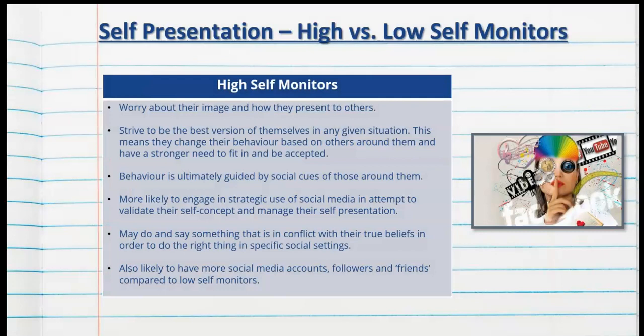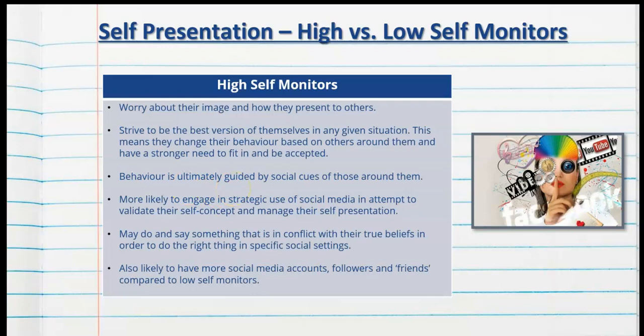So this is also linked to high versus low self-monitors. High self-monitors worry about their image and how they present themselves to others. They strive to be the best version of themselves in any given situation. This means that they may change their behavior based on others around them and have a stronger need to fit in and be accepted and to conform. Behavior is ultimately guided by social cues of those around them.